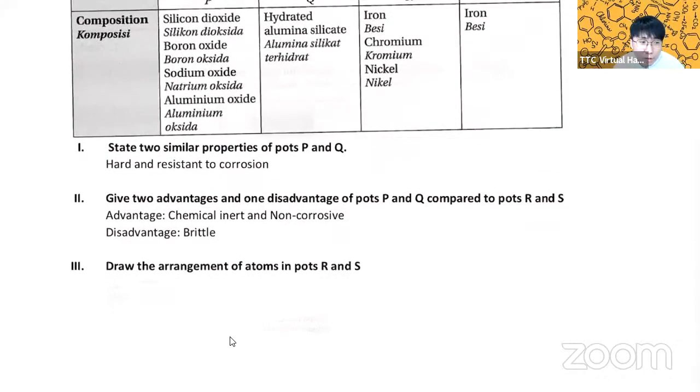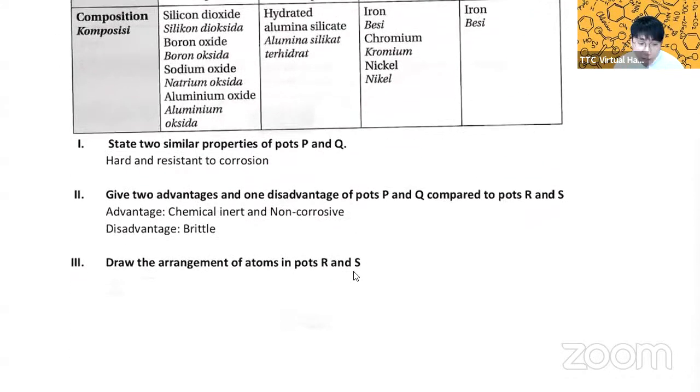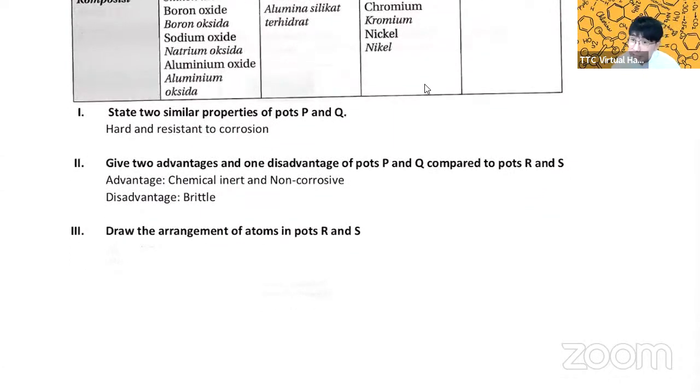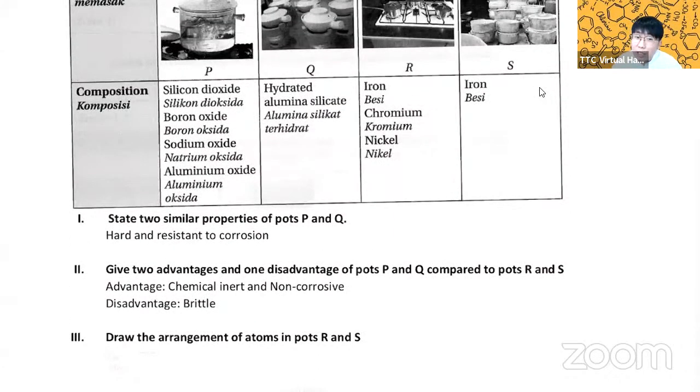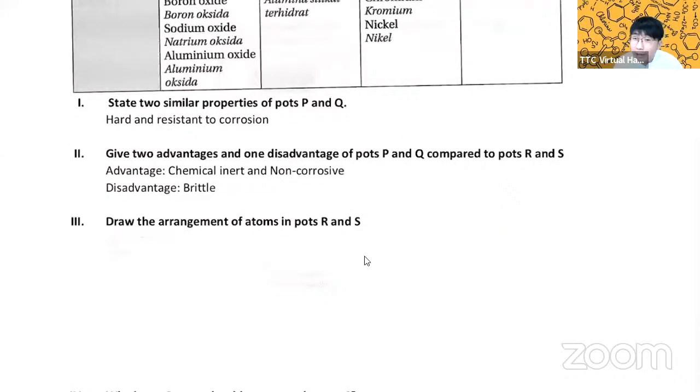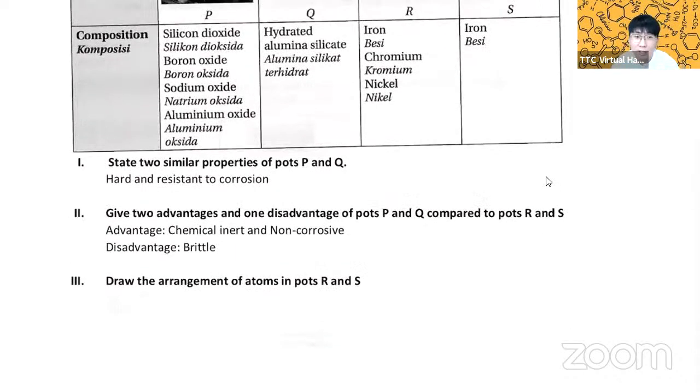Okay, so when you go on with that, you have to draw the arrangement of atoms in R and S. R is actually an alloy because it's stainless steel. S is actually a pure metal. Can you draw an alloy and a pure metal? What's the definition of an alloy? An alloy is a mixture of two or more types of metal combined together, but they have different atomic sizes, some big, some small. Then a pure metal is just a normal solid arrangement. I hope you still remember this.